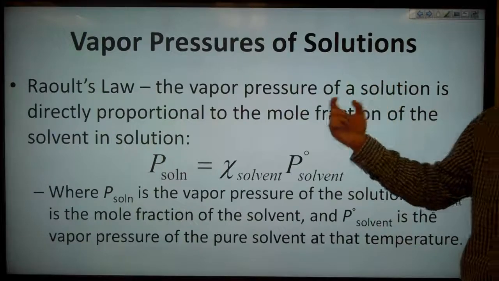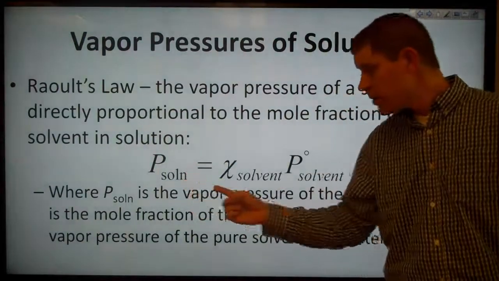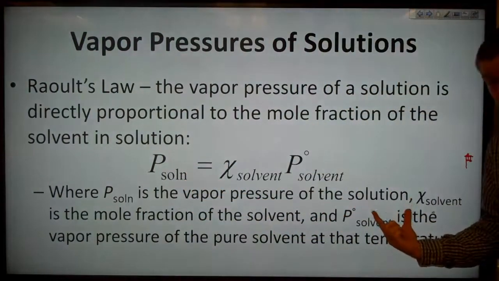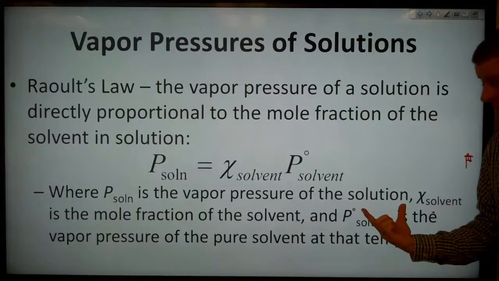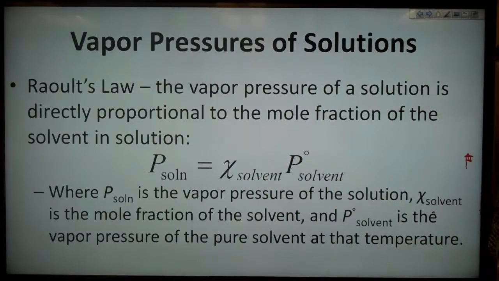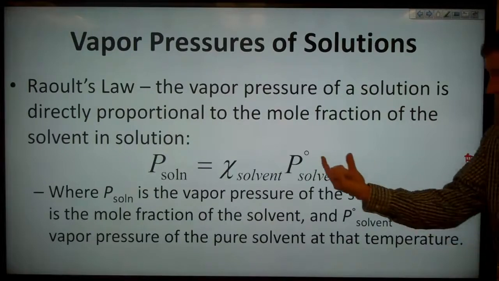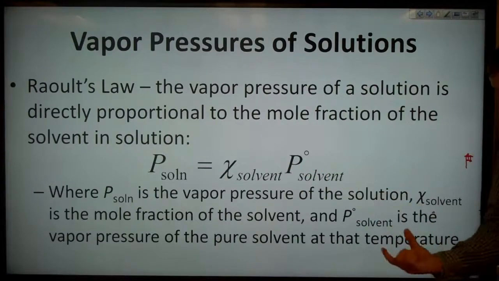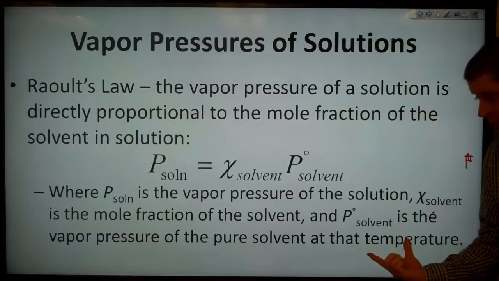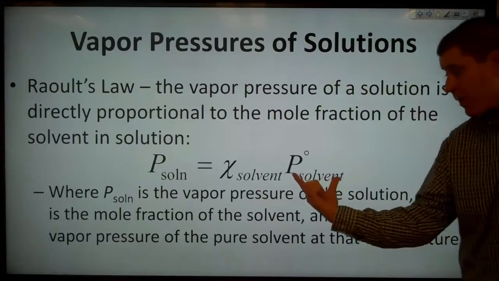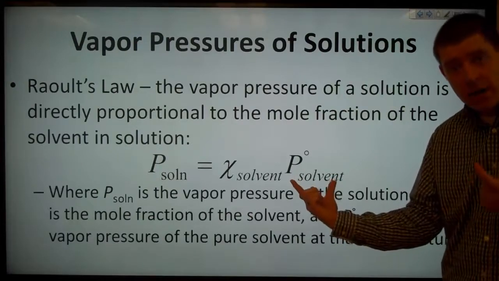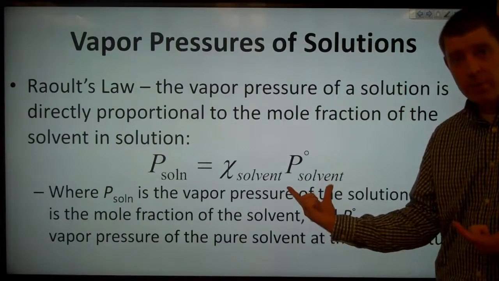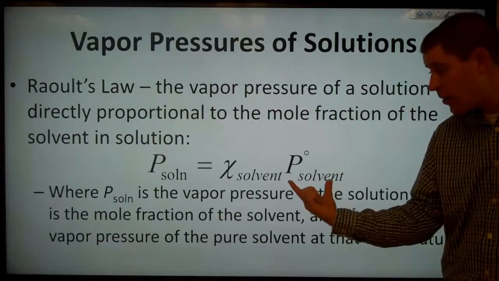So P solution is the vapor pressure of the solution. So this is the vapor pressure of the solvent above that solution. The chi solvent is the mole fraction of the solvent in that solution. And P solvent naught is the vapor pressure of the pure solvent at that temperature. So this is what would be the vapor pressure of the solvent at that same temperature if the solvent was pure, so before you've mixed in the solute.